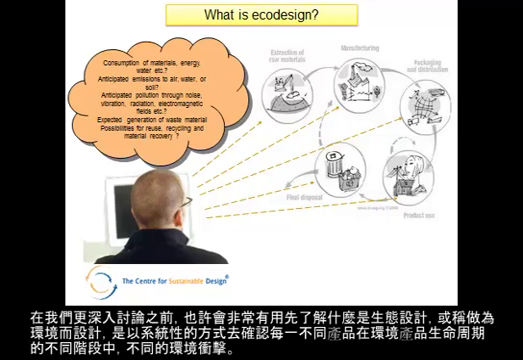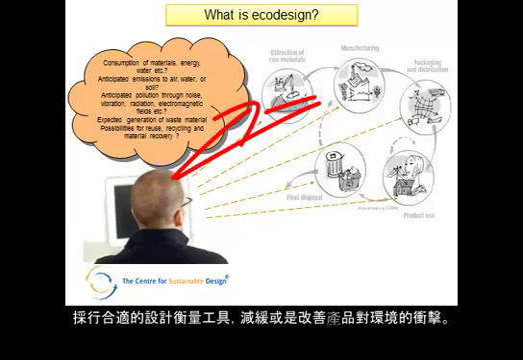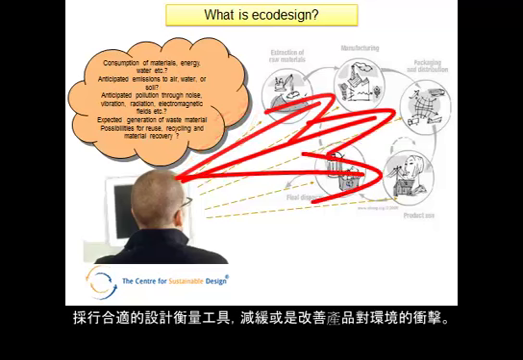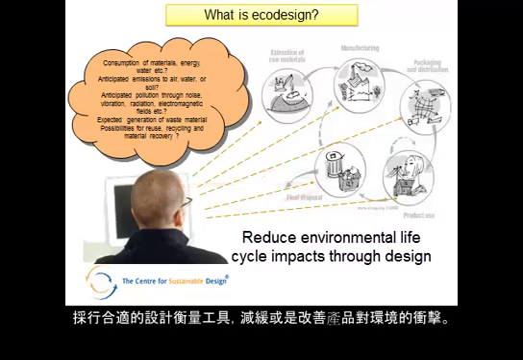Before we go further, it will be useful to explain what eco-design is and why it is becoming increasingly important to carry it out. Eco-design, or as it is sometimes called, design for the environment, is the systematic identification of environmental aspects in each of a product's life cycle phases that lead to adverse environmental impacts, and the adoption of appropriate design measures to reduce and improve these impacts.